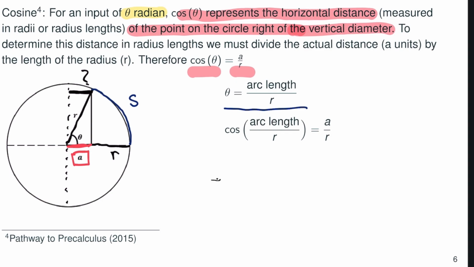So we have, again, cosine of arc length divided by radius length equals a, the horizontal distance from the vertical. So this is the horizontal distance, right? This length, and the same horizontal distance from the vertical radius for that terminal ray of the corresponding angle we're dealing with. Again, this is angle in radian.